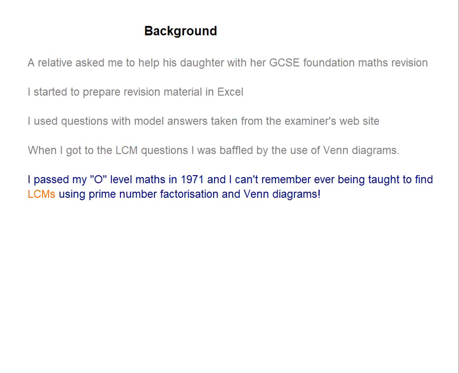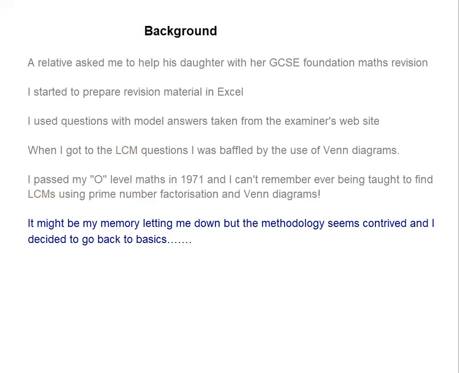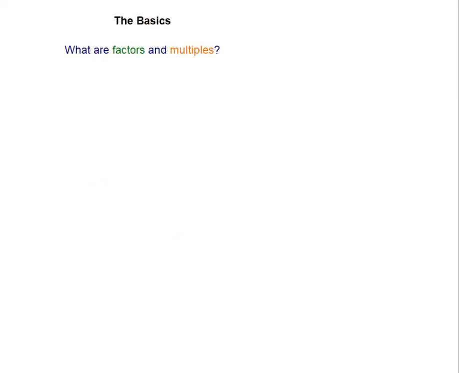I passed my O-levels way back in 1971, and I can't remember ever being taught to find lowest common multiples using prime number factorization and Venn diagrams. It might be my memory letting me down, but the methodology seems contrived, and I decided to go back to basics. So the basics, what are they?